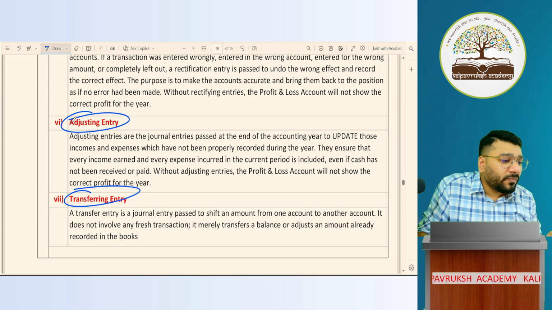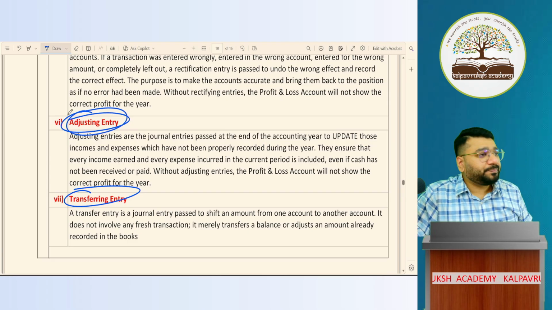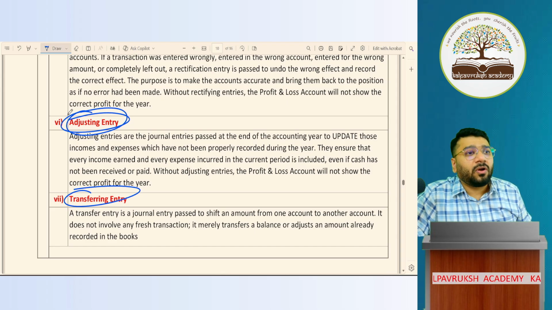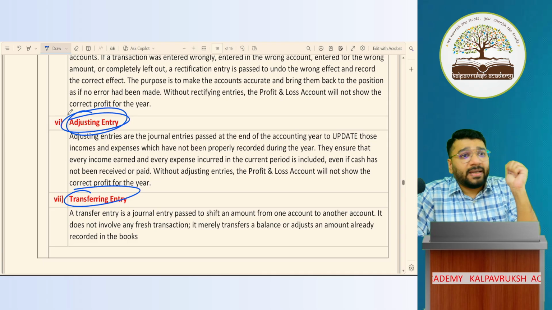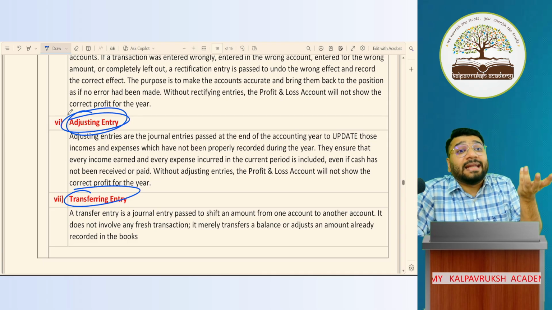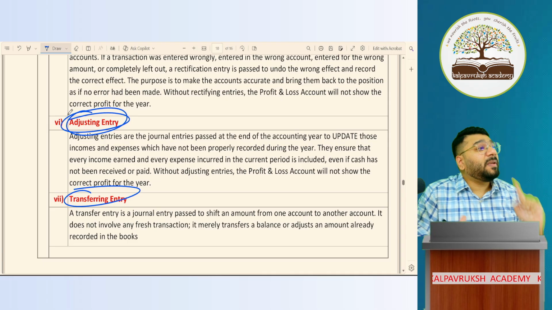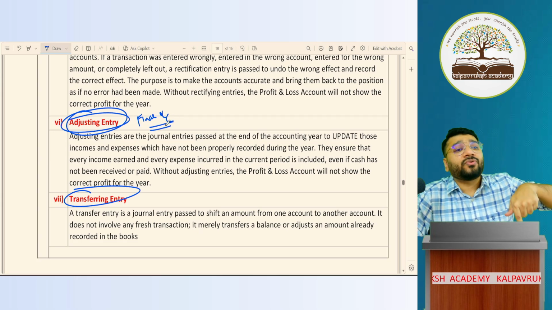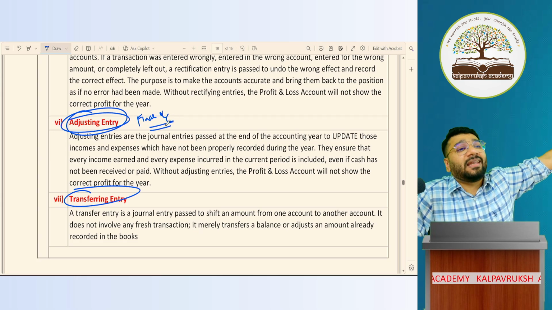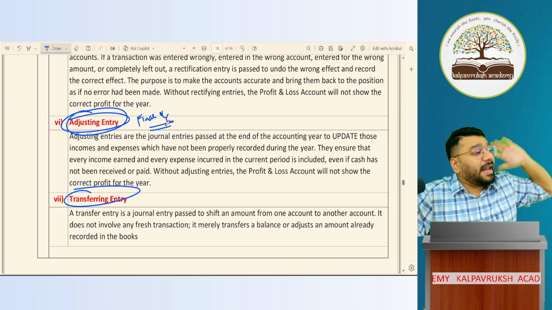For example, adjusting entry, where will I discuss it? In the next class, when we meet, I thought I'll do a quick recap of the outstanding expenses and prepaid expenses concepts. All these are nothing but adjusting entries. There I can explain what outstanding expenses and prepaid expenses are, but what exactly adjusting entry means, I can't explain. That I'll explain in a chapter called final accounts. In final accounts, the major role of adjusting entry will come. That is where I'll give proper clarity on what is adjusting entry.